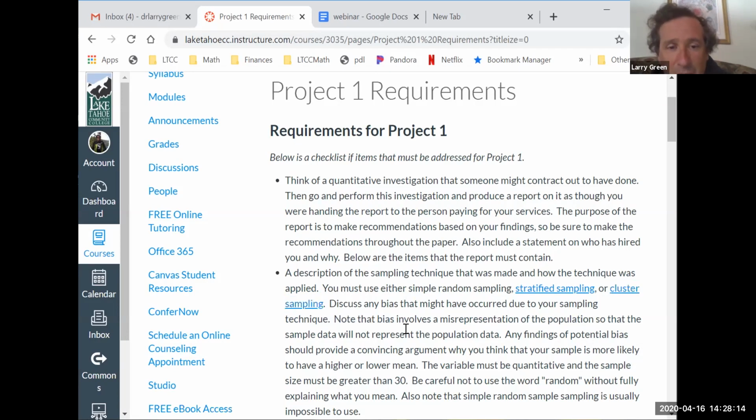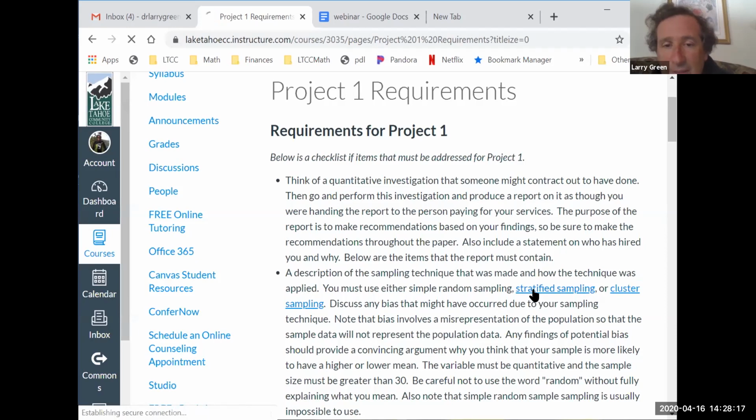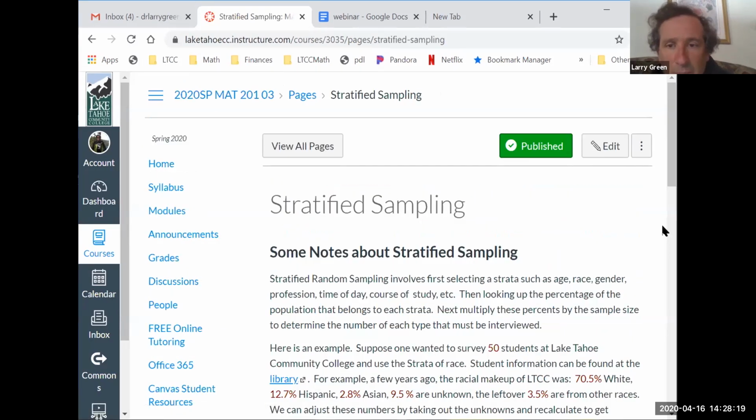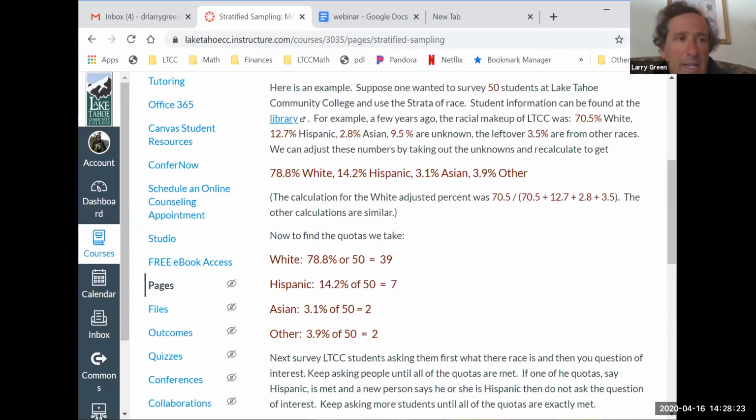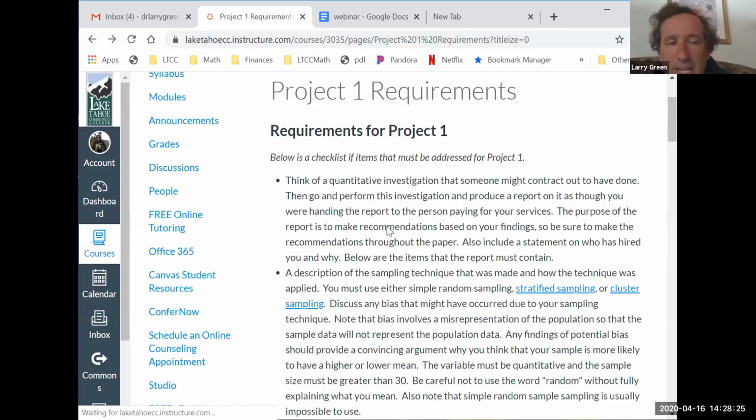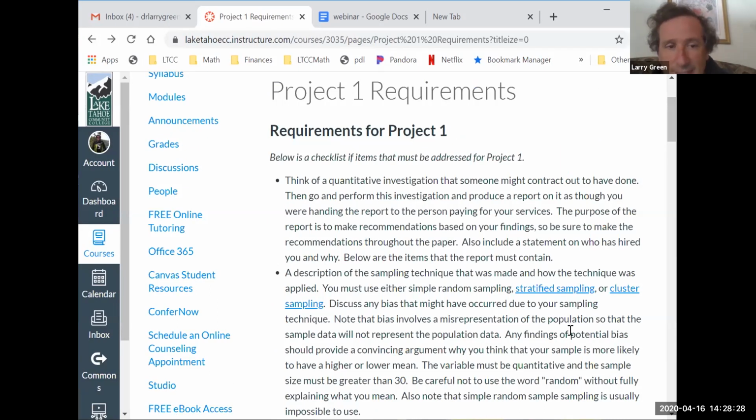Because people have trouble with these, I have a link. I'm not going to read through all this, but here are some notes about stratified sampling. I'm going to let you read through that so that you get an idea of what the sampling is. And I also have a link to cluster sampling.